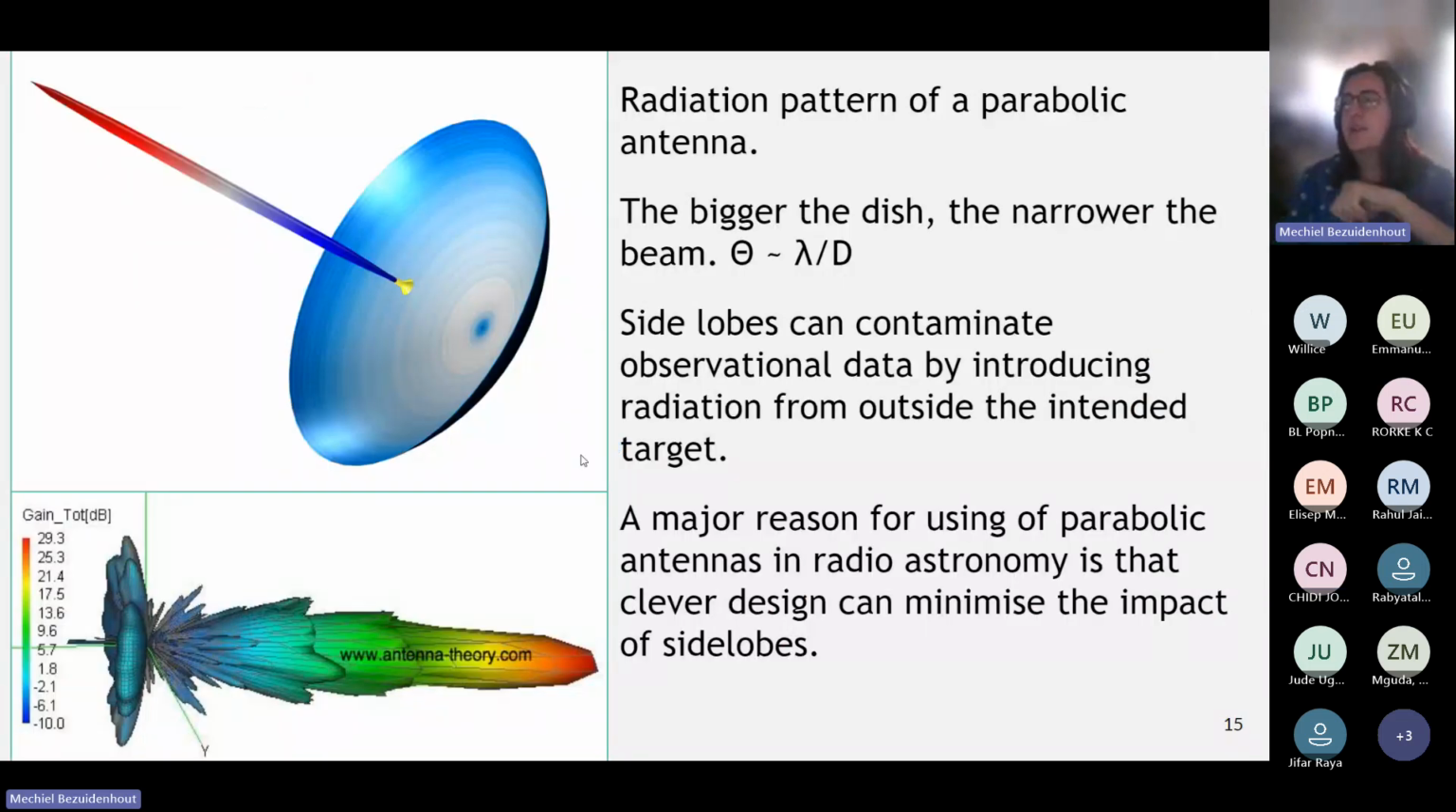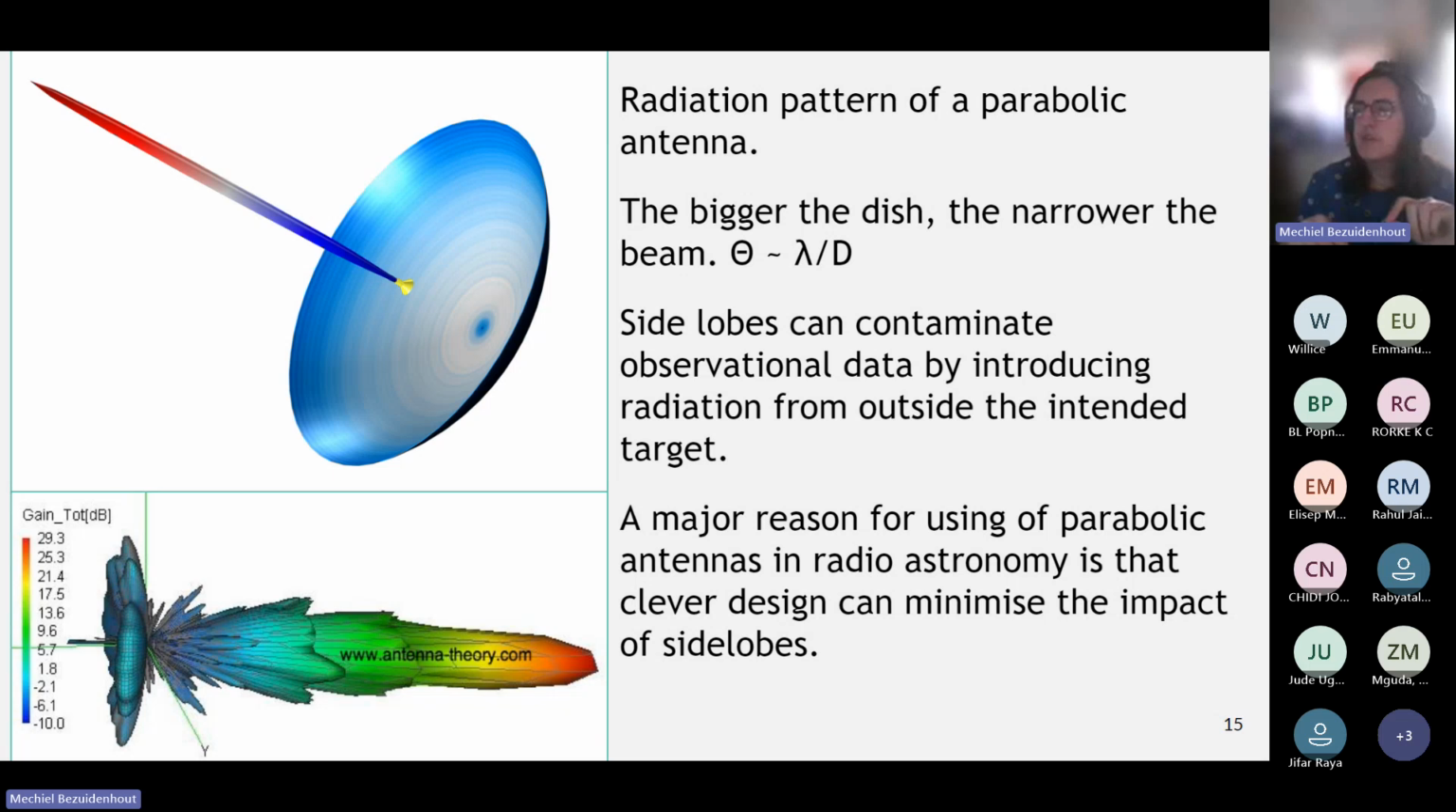This is the radiation pattern for a parabolic antenna. The big thing here is that the bigger the dish, the narrower that beam. So using a very big dish, you can produce an extremely narrow beam with very little back lobes because of the dish.